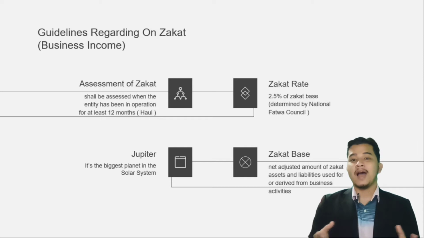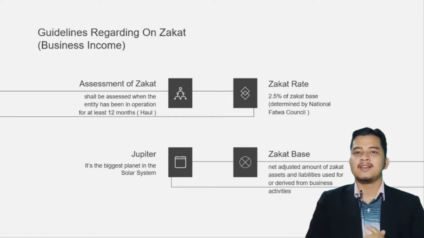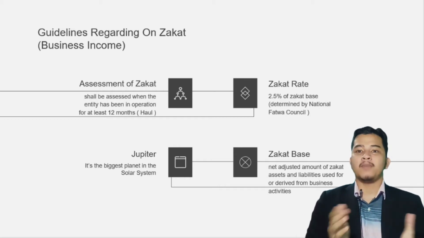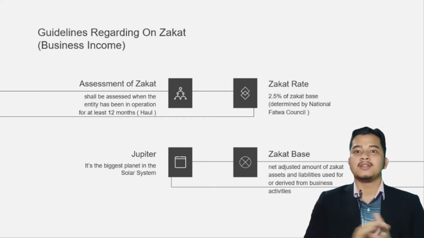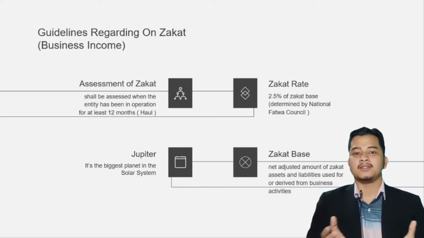01DIB F1028. Now, I will explain about the guidelines regarding zakat on business income. For the first point, assessment of zakat. Zakat shall be assessed when the entity has been in operation for at least 12 months, that is for the period known as haul. Zakat on business shall be calculated by multiplying zakat rate with zakat base.